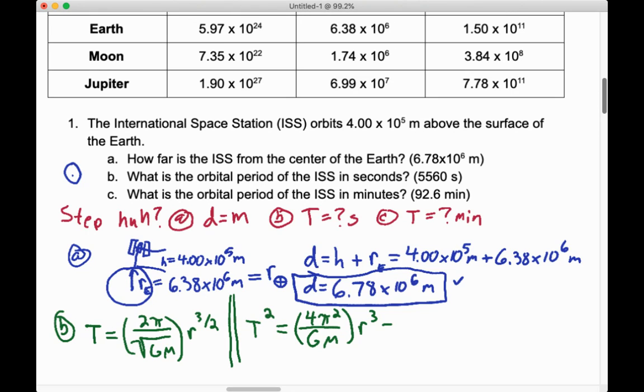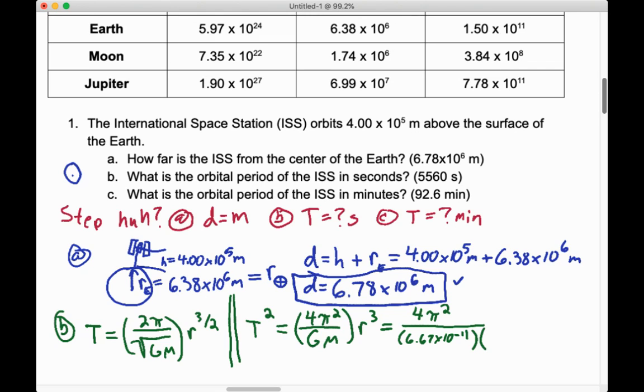So let's see. If we actually do this, what are you going to get? On the top, 4 pi squared. So I would recommend learning how to use the pi button on your calculator. Then on the bottom, 6.67 times 10 to the minus 11th. And never mind the extra units because I'm trying to squeeze this all in.